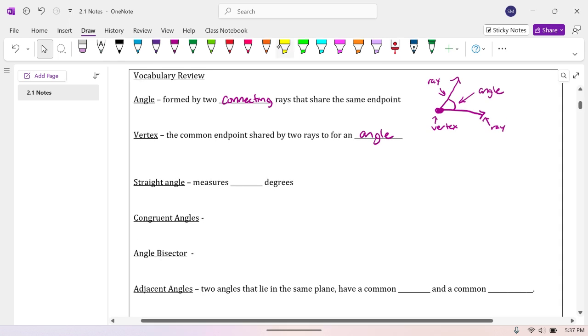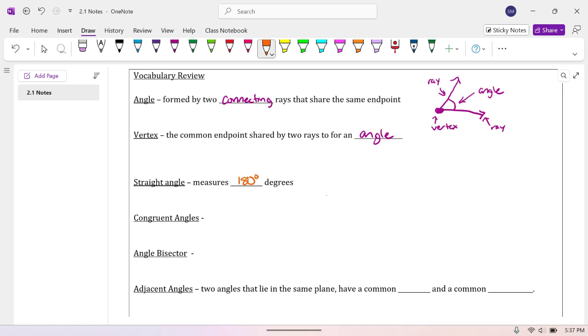Now, a straight angle, you've probably heard about this back in middle school, is 180 degrees. So a straight angle is literally just a straight line. So if those rays laid flat in a straight line, it would measure 180 degrees.